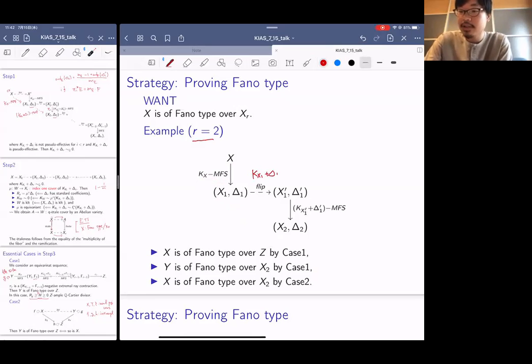We obtain the pair X1 prime, delta 1 prime. And next is the (K_X1' + delta 1')-divisorial contraction. And we obtain this pair. And K_X + delta 2 is pseudo-effective. We assume this condition. In this case, we want to prove that X is of Fano type over X2.